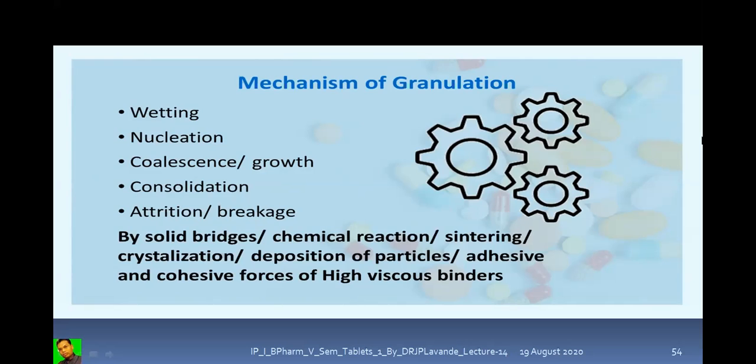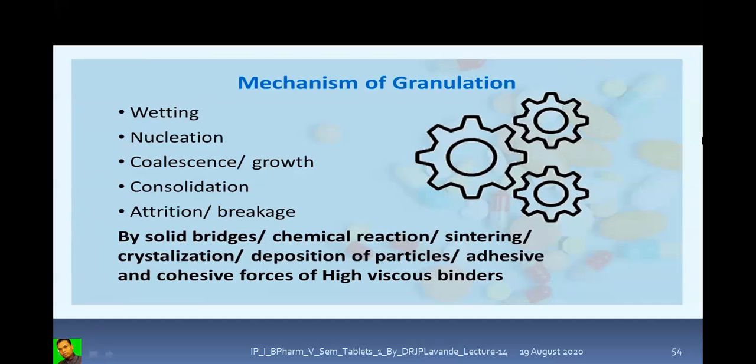They will form the bond between them. They will form the bridge between them. They will offer the charges, and because of those charges, they will remain united with each other. Some chemical reaction will occur between them. So all these are the different mechanisms by which the particles will come together, cohere, and unite with each other, and that will lead to the process of granule formation.